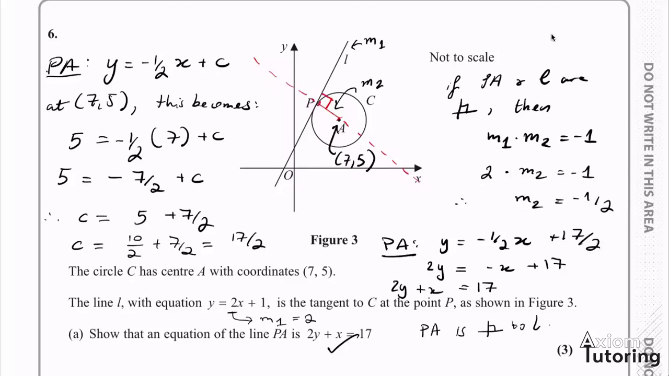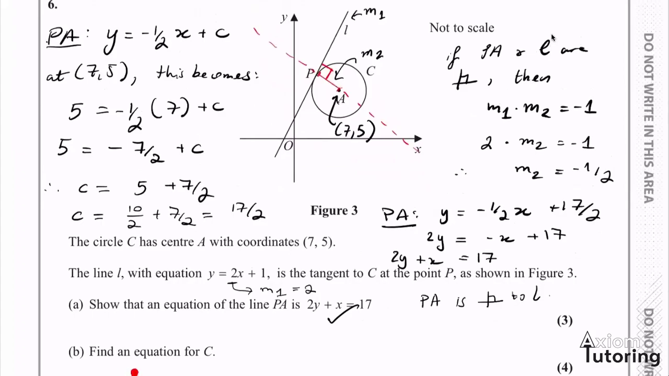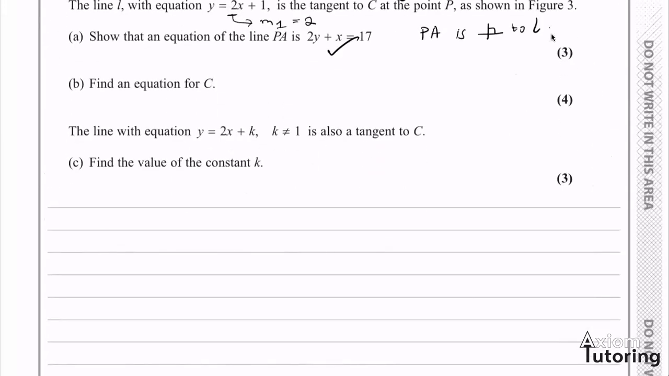So now we're going to move on to part B. For part B, we want to find an equation of our circle C. I'll scroll down a bit so I can write down here.